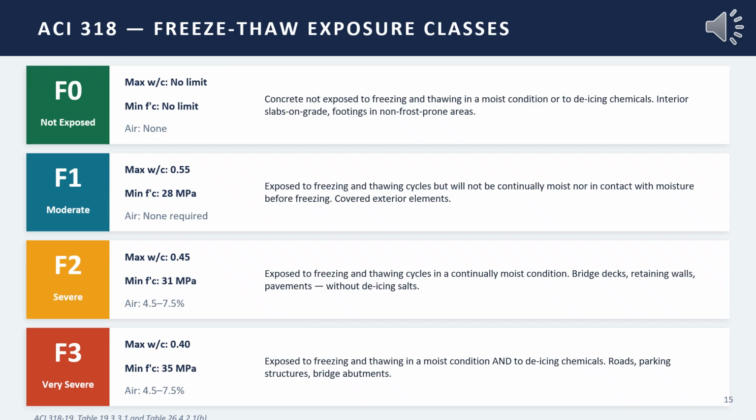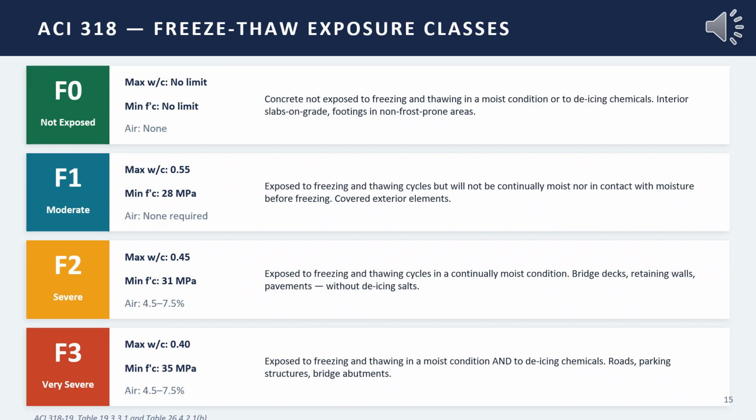F2 applies to concrete exposed to repeated freeze-thaw cycles in a continuously moist condition. This is the category for outdoor exposed slabs, retaining walls and bridge elements not exposed to de-icing chemicals. Now the requirements tighten significantly. Water-cement ratio drops to 0.45. Minimum strength is 31 megapascals, and you must specify entrained air of 4.5 to 7.5%.